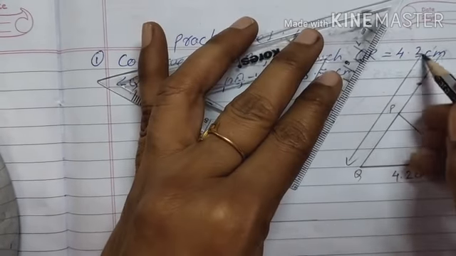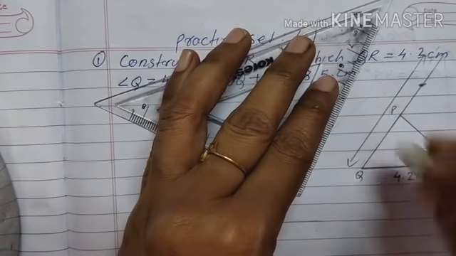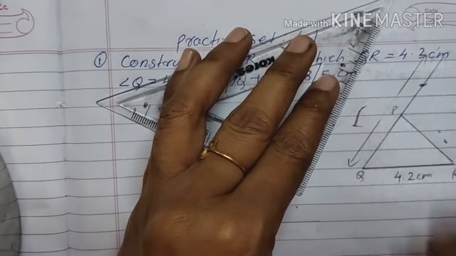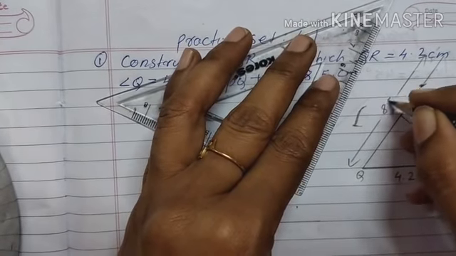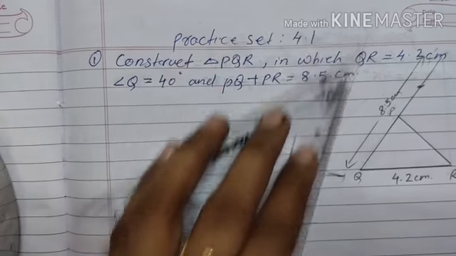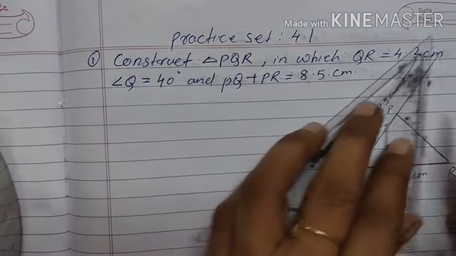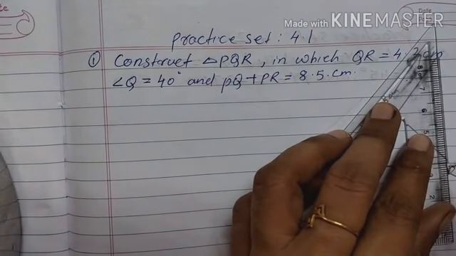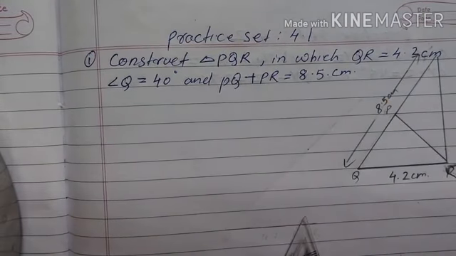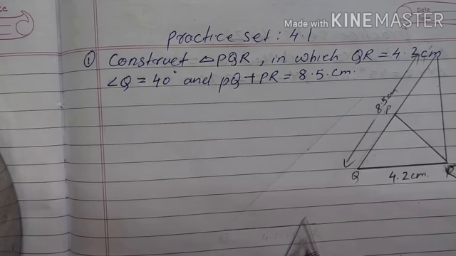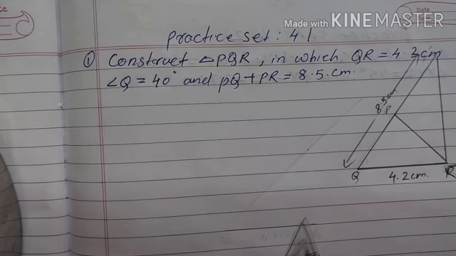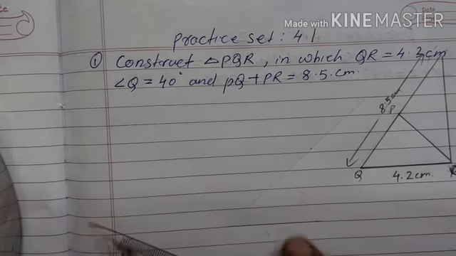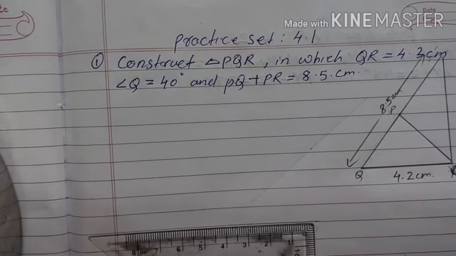So you can write here PR, that means R dash. This is the sum of two sides, that means 8.5 centimeter, PQ plus PR. Now join this point with R. This is your rough figure of triangle PQR, that means a rough construction. Now let's start the figure.